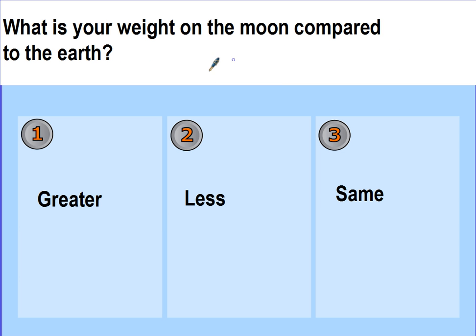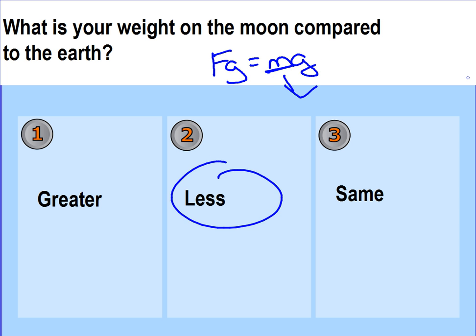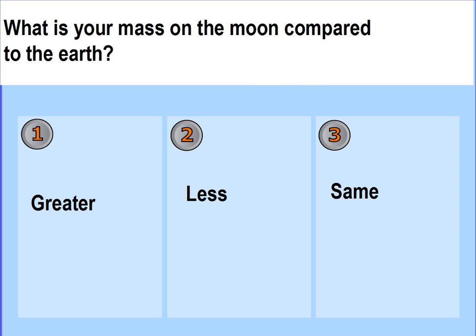All right, what is your weight on the moon compared to the Earth? Well, since the gravity on the moon is less than the gravity on the Earth, although your mass stays the same, your weight will be less. What's your mass on the moon compared to the mass on the Earth? Well, mass is mass. It's a measure of your inertia, and it'll be the same.